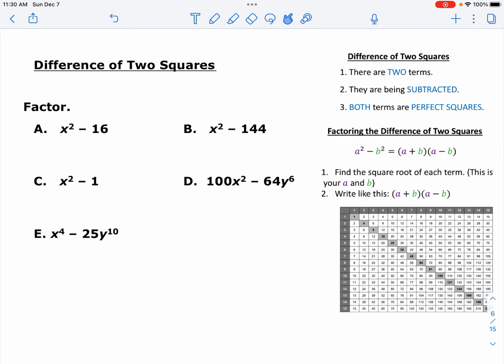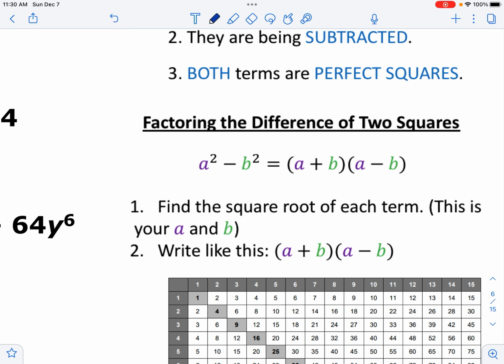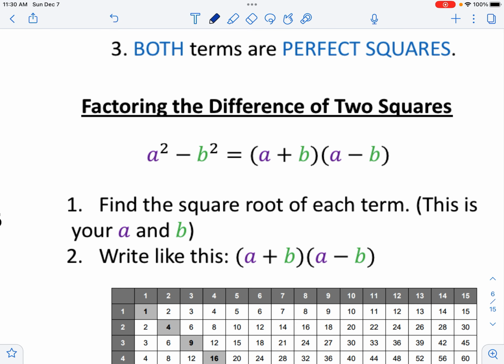Okay, the next thing is when we have two terms. If there are two terms and they're both being subtracted, like this, and both of them are perfect squares, then you can use the difference of two squares, which is when the two terms are both squared. Then you can rewrite it as a plus b times a minus b.